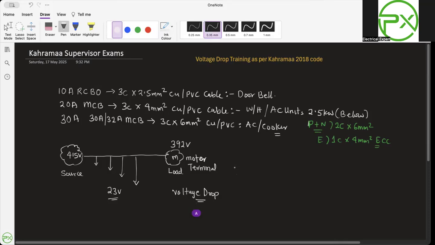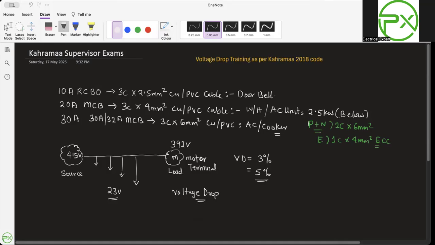If cable size is small, then the voltage drop will increase also. If the cable temperature rises, voltage drop increases also. Okay. Now, according to Kahramaa, voltage drop on the lighting circuit will be 3%, and voltage drop on the power circuit will be 5%. Yeah, according to the specification.